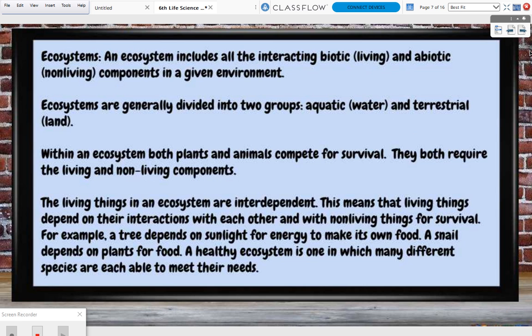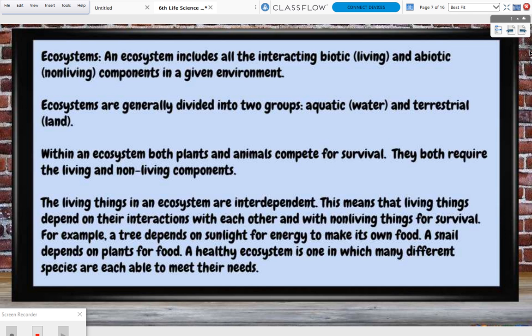So let's talk about ecosystems. So biomes are the global location, and let's get a little more specific about the different ecosystems within the biomes. So an ecosystem includes all the biotic, which is living, and the abiotic, which is the non-living, components of a given environment. Ecosystems are generally divided into two groups: aquatic, which would be water ecosystems, lakes, rivers, ponds, oceans, wetlands, bayous, things of that nature, and then terrestrial, which is going to be our land ecosystems.